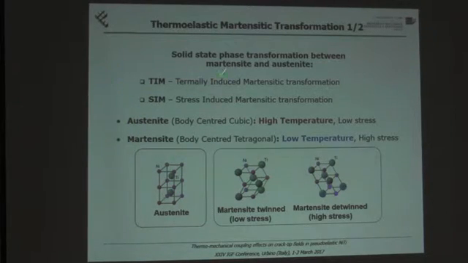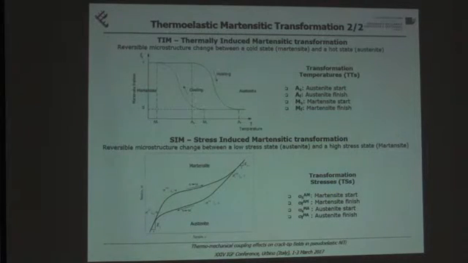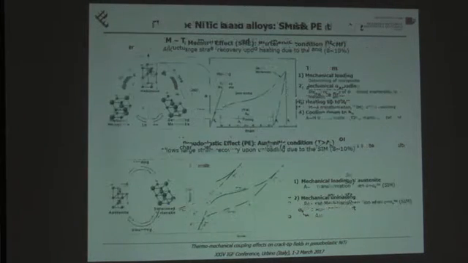In the first case, we talk about TIM, thermally induced martensitic transformation. In the second case, we talk about stress-induced martensitic transformation. Both thermally and stress-induced martensitic transformation occur through hysteretic behavior. There is a marked thermal hysteresis when we analyze the thermally induced martensitic transformation, and four characteristic transformation temperatures are identified. Similarly, when we analyze the stress-induced martensitic transformation, there is a marked hysteresis in the stress-strain diagram, and also in this case there are four characteristic transformation parameters.